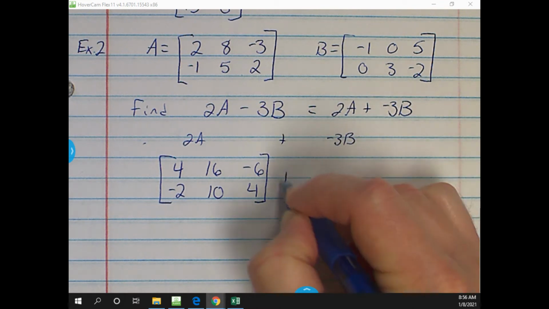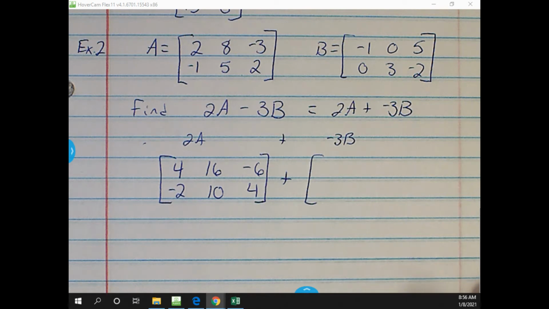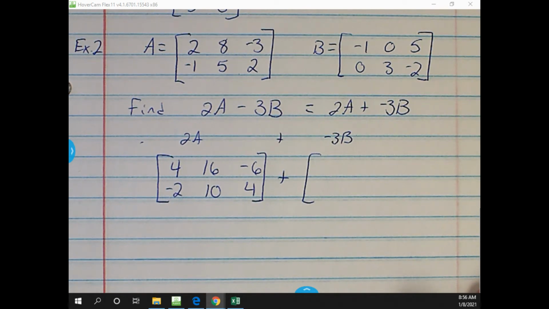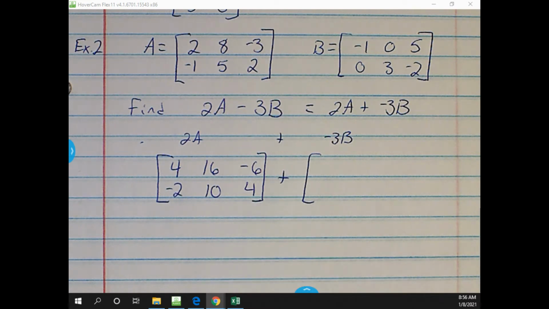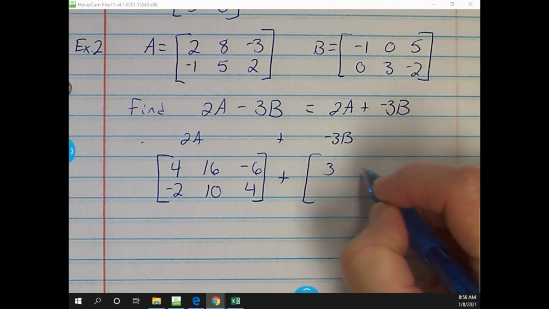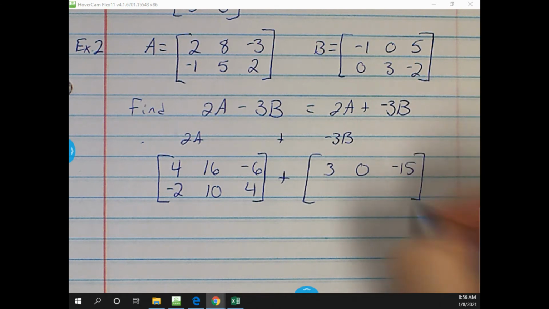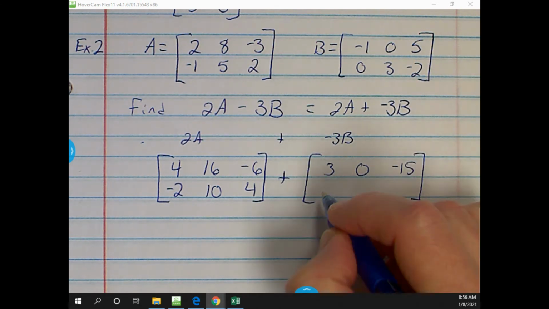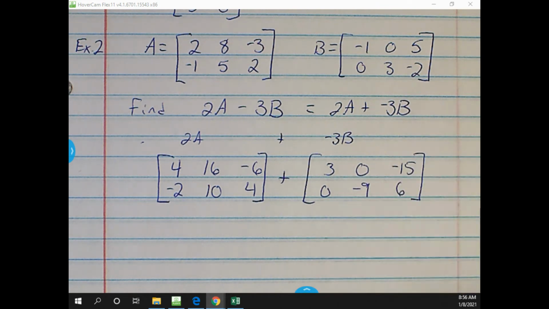Okay, and then we're going to add and go ahead and do everything in B times -3. You can do it either way, but to me, if it's an addition problem, it's a little less complicated. So doing -3 times all these, it's going to make that a +3, 0, -15, 0, -9, and a +6.